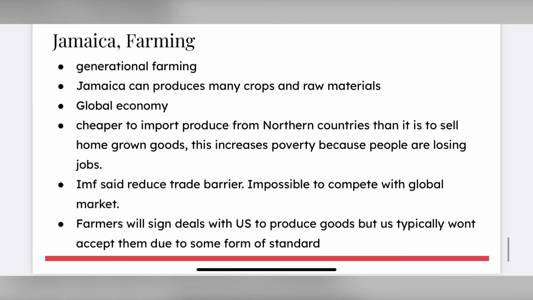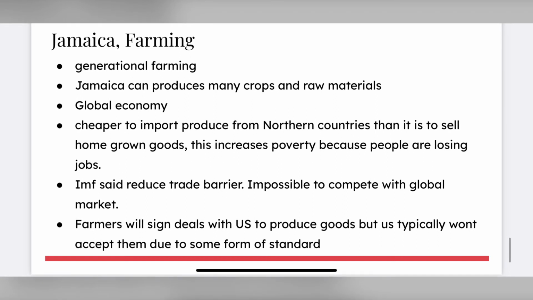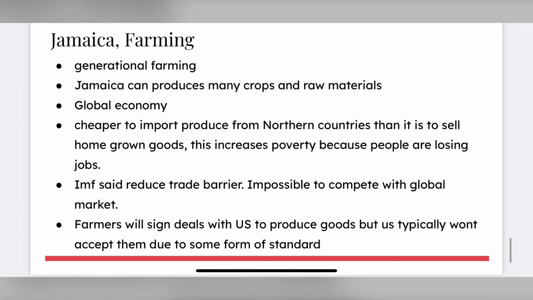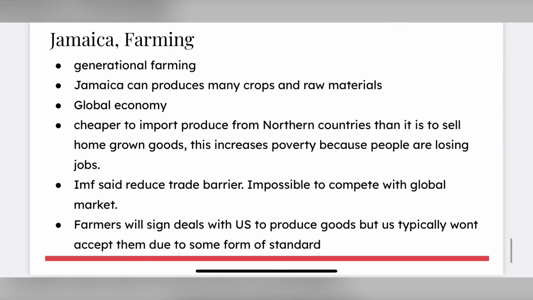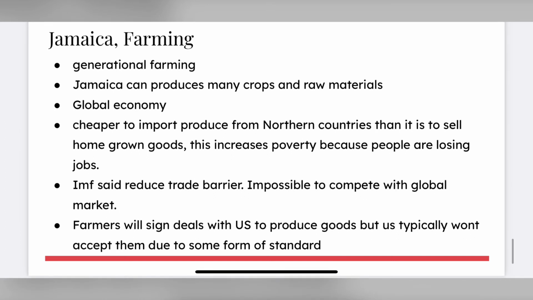And because the IMF has said to reduce the trade barrier as much as possible to increase the economy in Jamaica, the homegrown farmers in Jamaica are not able to sell their crops in stores. The imported crops could be sold for much cheaper than the homegrown crops, so the farmers in Jamaica are losing jobs and increasing the poverty in Jamaica even more.